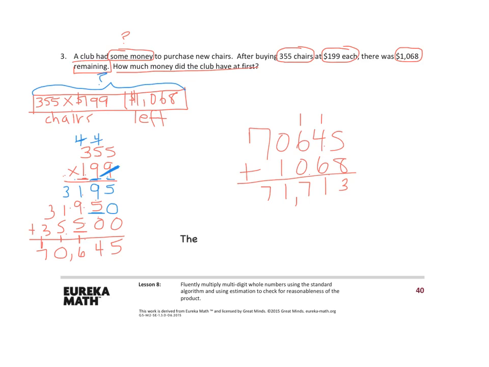So I'm going to put the club started, or had, $71,713 at first before buying new chairs, period. So there you go. That's what we're going to finish off today, this word problem.